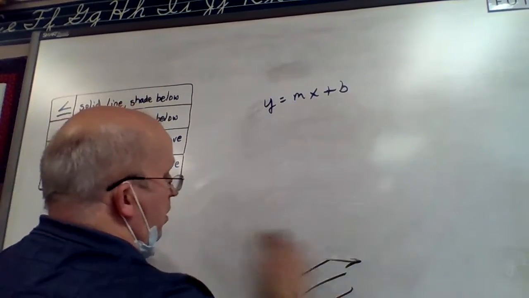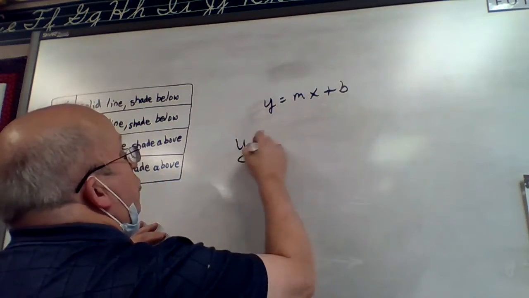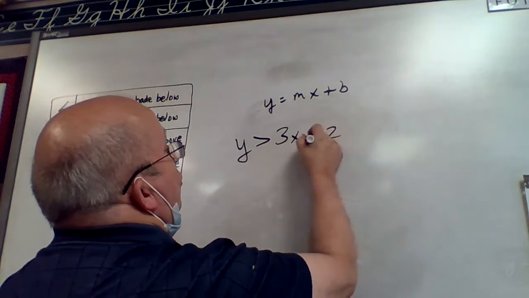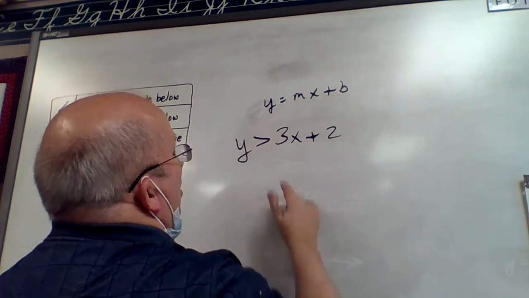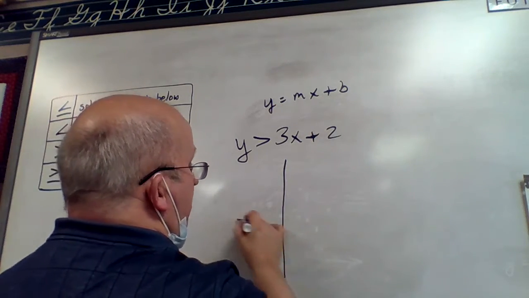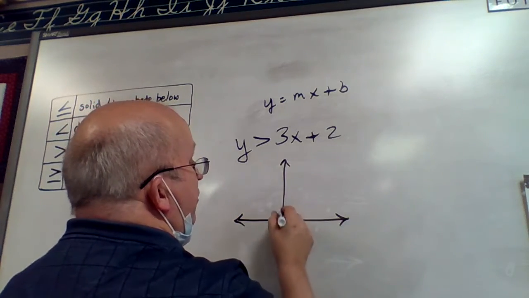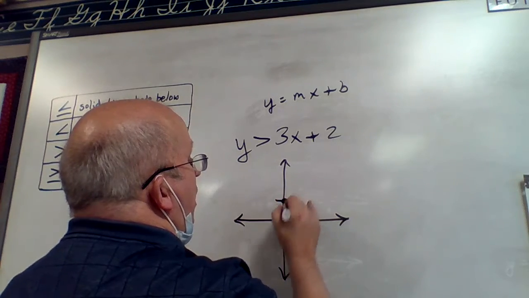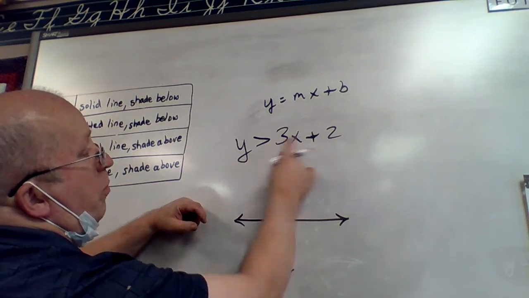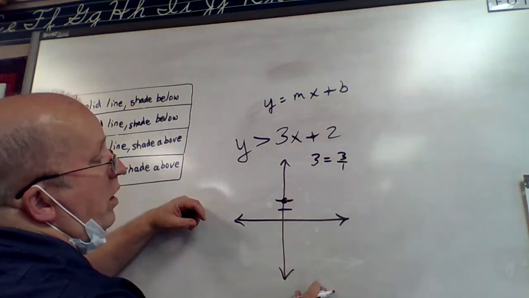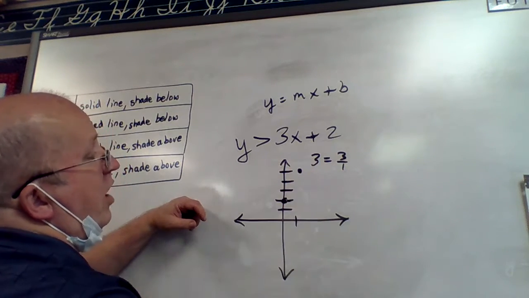Let's try another one. How about y is greater than 3x plus 2? Does that look like slope-intercept form other than the equal sign? Yeah, it does. So where am I going to put my first dot in this? My y-intercept is positive 2. So there's my first dot at positive 2 on the y-axis. And my second dot, my slope is 3, so I think of that as 3 over 1. I'm going to rise 3, and I'm going to run 1, and I'm going to put my next dot there.